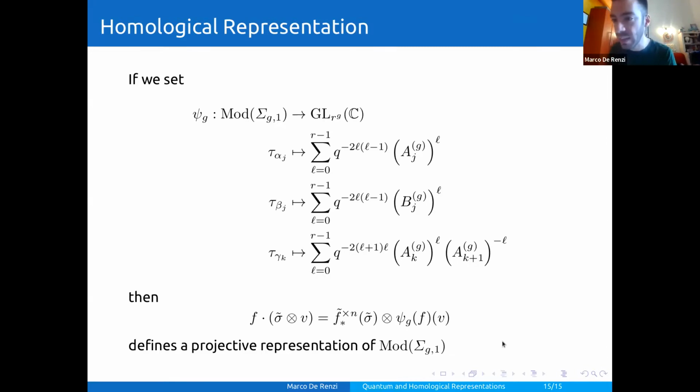And now the main statement, I recall, is that what I defined just now, the U-module structure and the mapping class group representation, coincide with what you had on the quantum side. So this provides a homological model for these representations. My time is up, so I will stop here. Thank you very much.